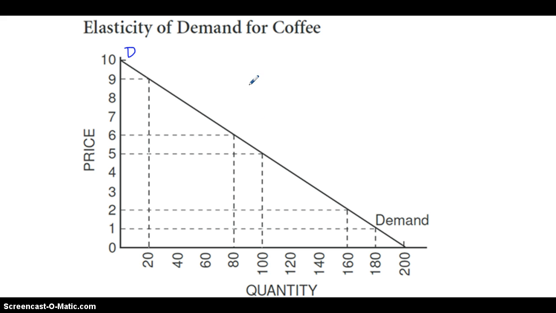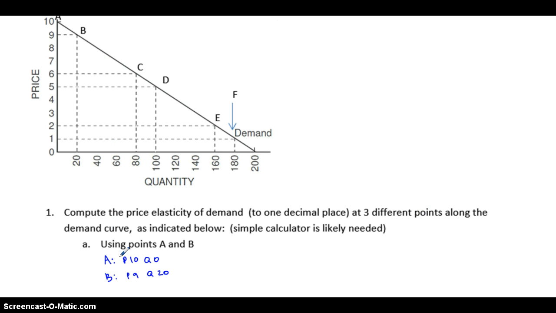And I mentioned in the lecture that the elasticity along this curve is in fact going to change. So the first part of this exercise is to compute the elasticity of demand at 3 different points on the curve. All right, so the first question is to find the elasticity using these 2 points along the curve. We're starting off with a price of 10, the quantity 0, price of 9, the quantity is 20. I've just written the points down here. So how do we go ahead and compute the elasticity?